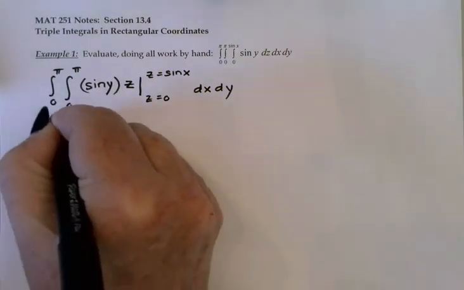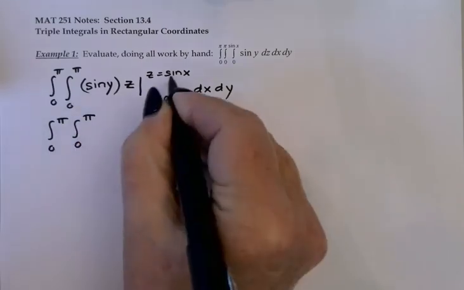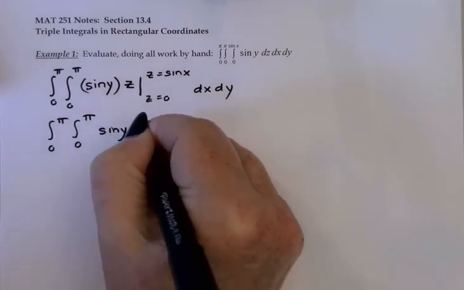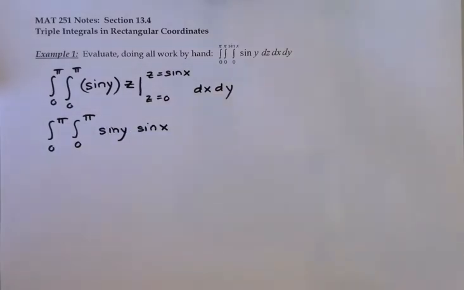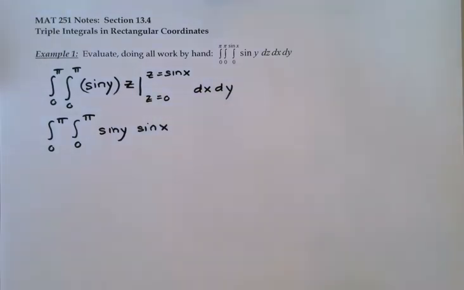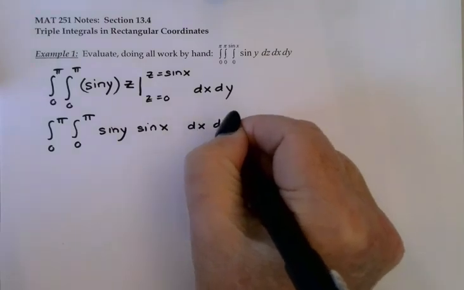The usual fundamental theorem of calculus. Plugging in the upper limit of integration, I'll end up with sine y sine x. Minus, when I plug in the lower limit of integration, it's going to become 0. So I won't write that. And then we've got dx dy.